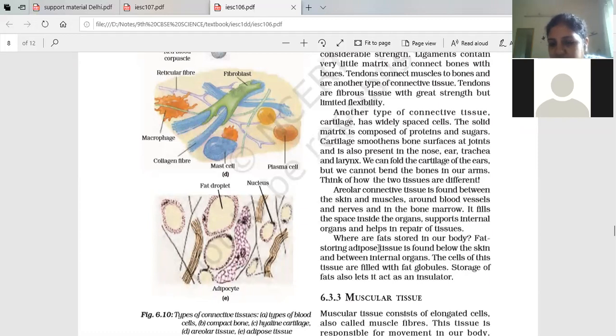Fat storing adipose tissues are found just below the skin, and also between the internal organs. The cells of these tissues are filled with fat globules. Storage of fat also lets it act as an insulator.